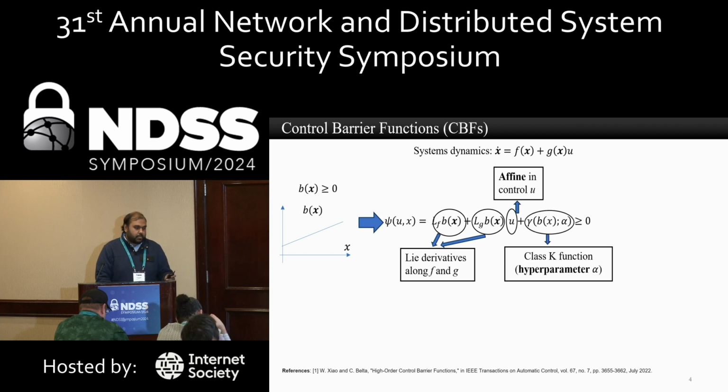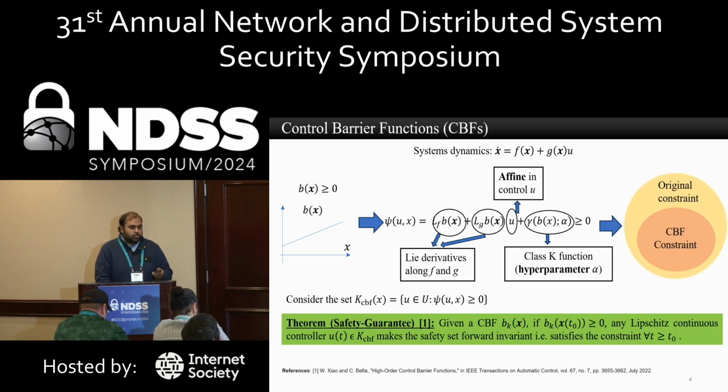This particular function has a hyperparameter, let's call it alpha in this case. And then we can say, okay, how about we choose a control that satisfies this constraint? What can we get from that? Well, we get a theorem that provides us the guarantee of satisfaction of the original constraint. Essentially, we have a sufficient condition, meaning that given we satisfy this new constraint, we will satisfy the original constraint.